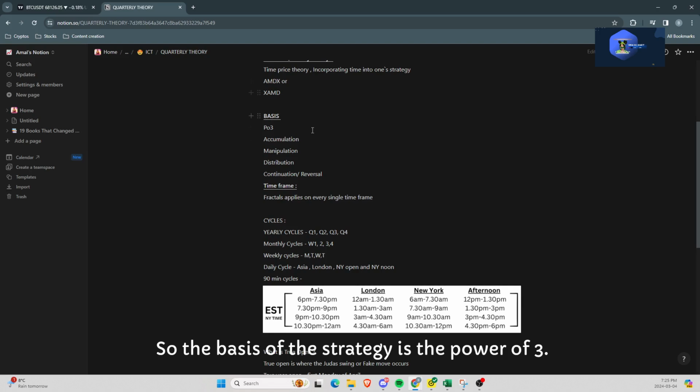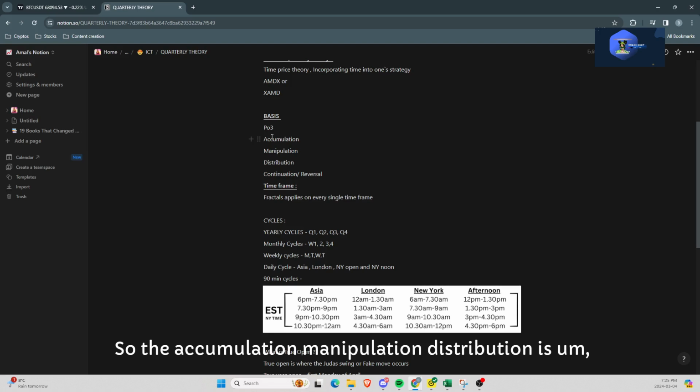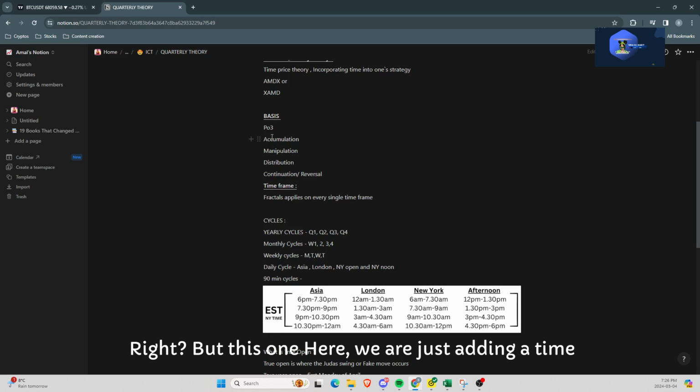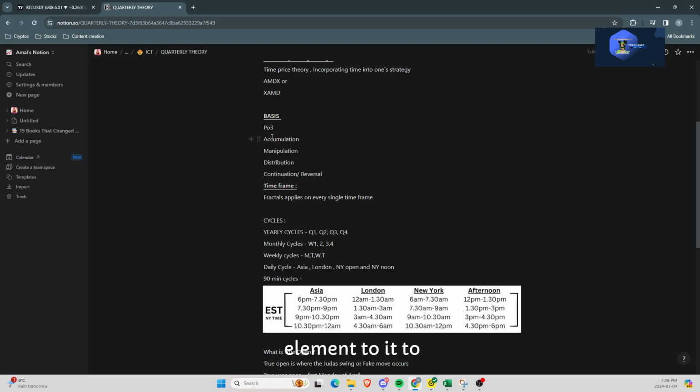So the basis of the strategy is the power of three. Accumulation, manipulation, distribution is a strategy that we regularly use for intraday, for swing trading, etc., right? But here, we are just adding a time element to the accumulation, manipulation, and distribution.